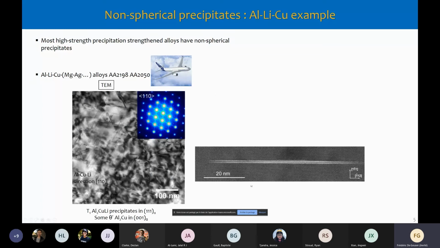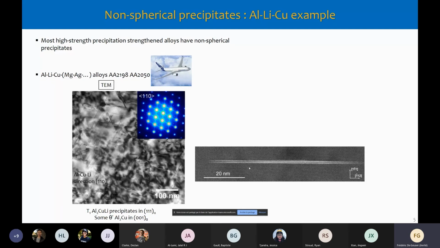So if you zoom in on them, this is a HAADF image here on the right. This is one of these precipitates, and it's actually perpendicular to the screen. So you can imagine a very thin plate. So really a plate which is about 1 nanometer in thickness and more than 100 nanometers in diameter. And here it's perpendicular to the screen. So you have plenty of these, and they are in 4 variants of orientation in space.